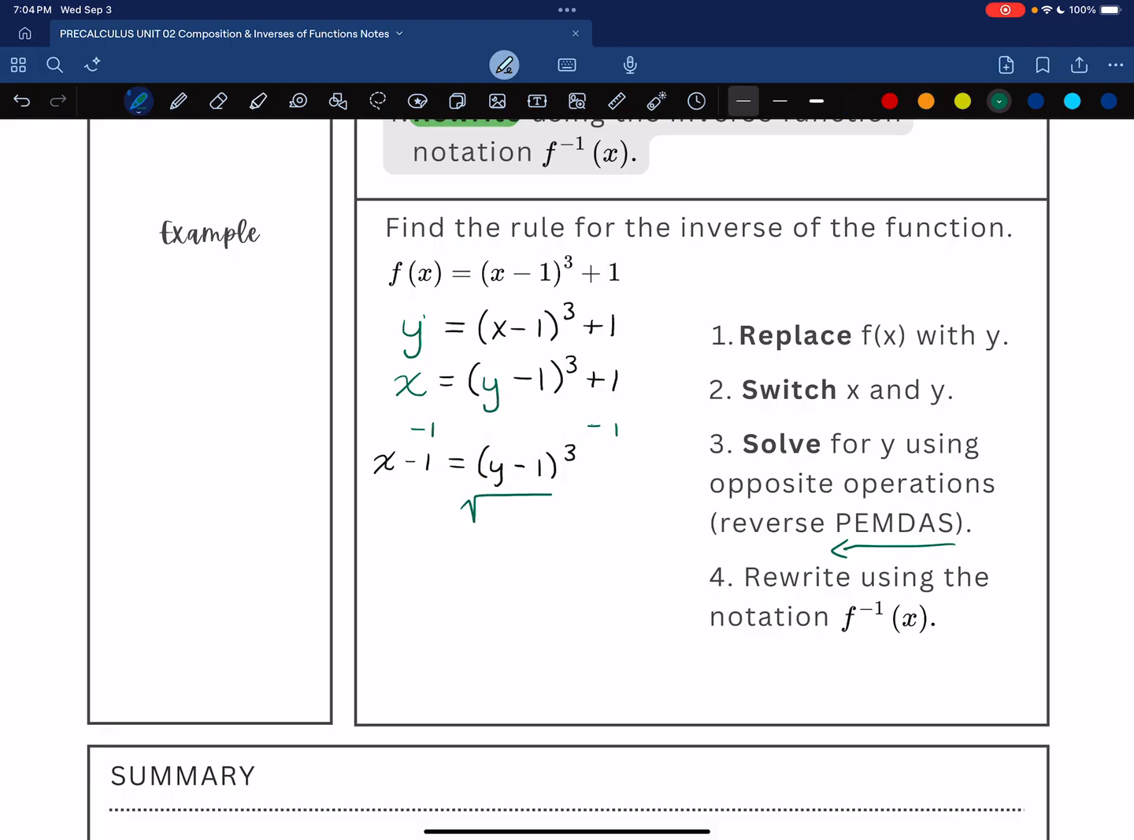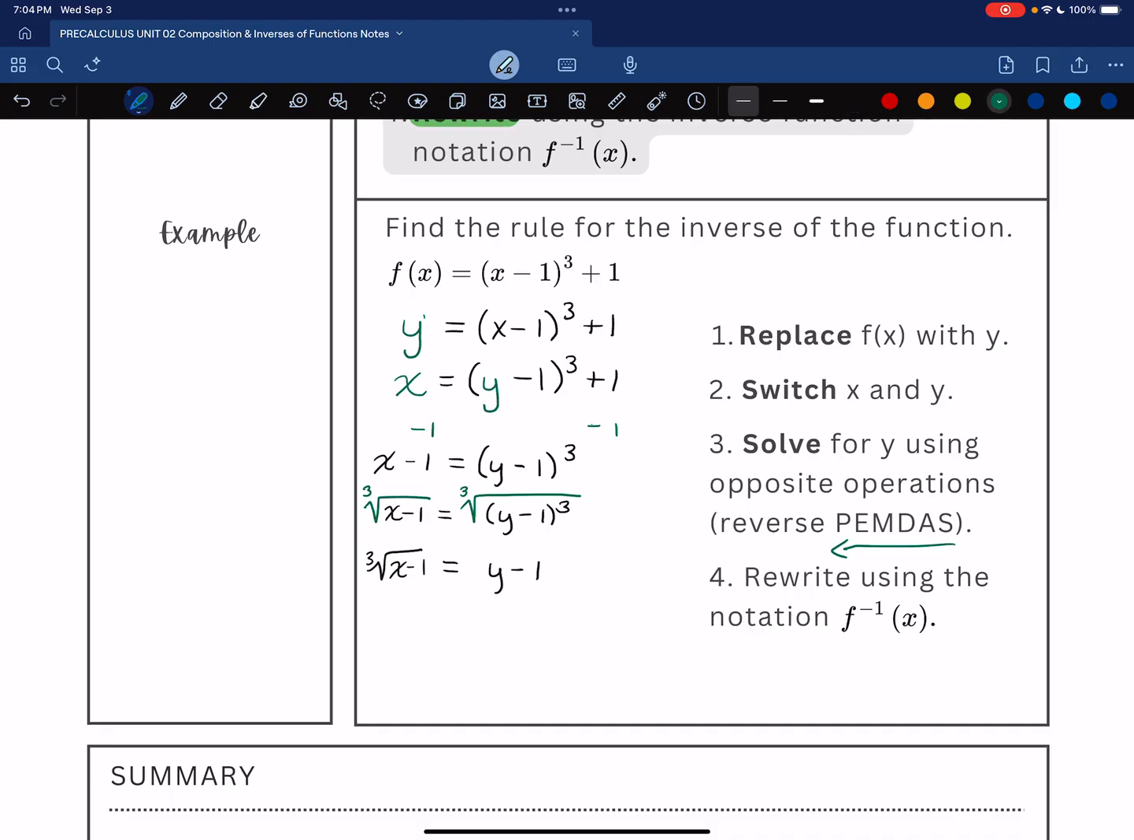To undo a cube, I'm going to have to cube root each side. So I have x minus 1 being cube rooted and y minus 1 cubed being cube rooted. Now, that's going to eliminate your cube root on the cube root, and the cube will eliminate each other on the right side, and I will be left with the cube root of x minus 1 on the right.